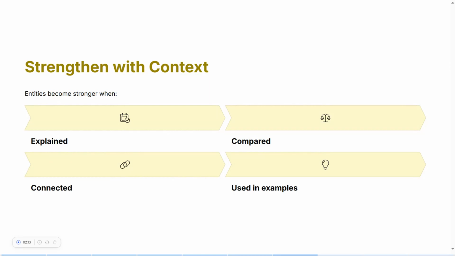Entities gain strength through context. For example, instead of just mentioning hydration, explain why hydration impacts endurance performance. Instead of just saying VO2 max, explain how it affects pacing energy. Connections strengthen entity understanding.